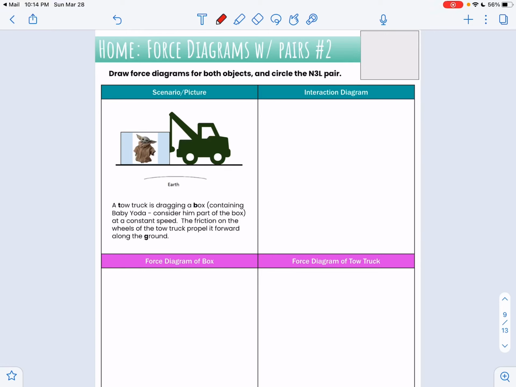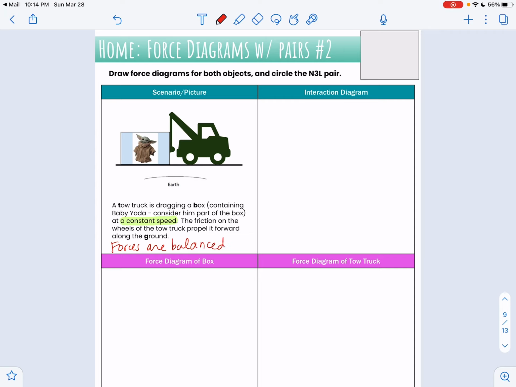All right, so here's another one. A tow truck is dragging a box containing Baby Yoda, consider him part of the box, at a constant speed. The friction on the wheels of the tow truck propel it forward along the ground, okay? So the first thing that you should notice in this picture is the words constant speed. And that lets you know that the forces are balanced, because it's moving at a constant speed.